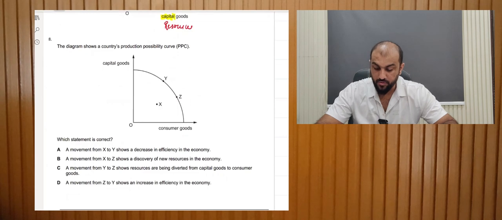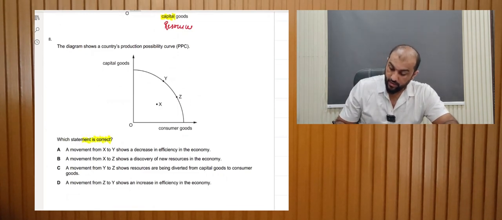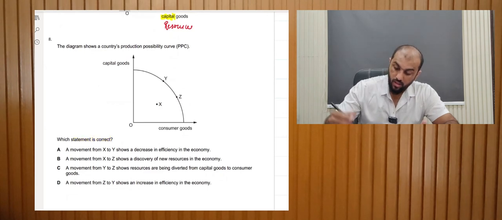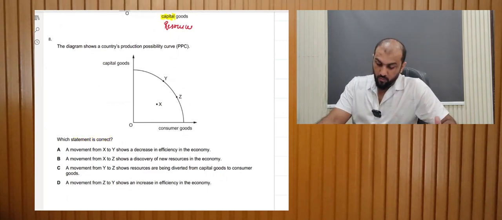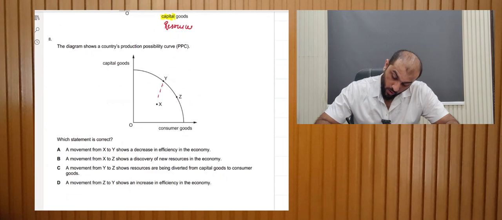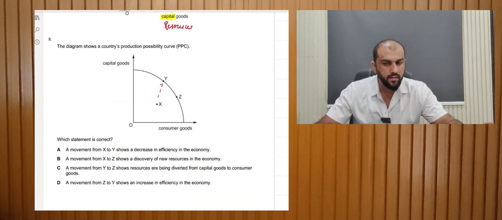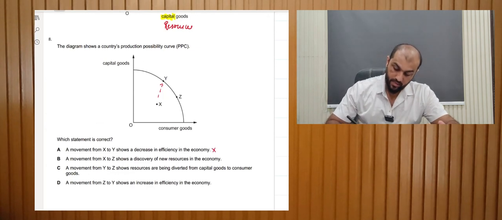Next, the diagram shows the country's production possibility curve. What statement is correct? Okay, a movement from point X to Y shows a decrease in efficiency in the economy. So if I'm moving from point X to Y, it is not a decrease in efficiency, rather it's an increase in efficiency. Hence, this is incorrect.